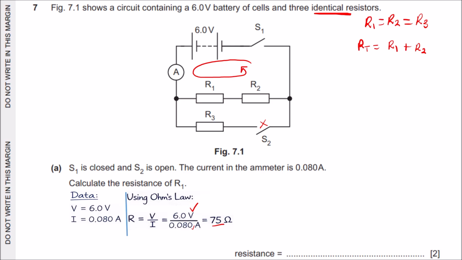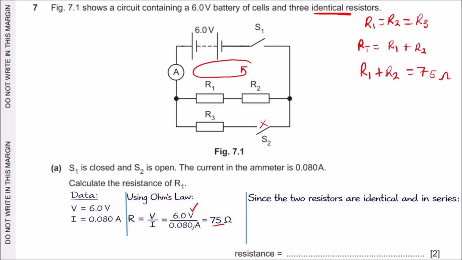So in other words, we can safely say resistance R1 plus resistance R2 is equal to 75 ohms. Right. So since the resistors are identical and they are in series, the sum of their resistance is equal to 75. Therefore, we can say R1 plus R2 is equal to 75. Since they are equal, with double R1, we are going to find 75 divided by 2 is equal to 37.5.